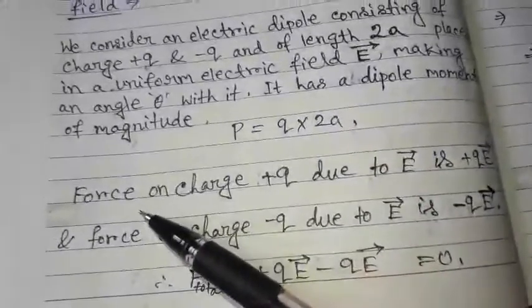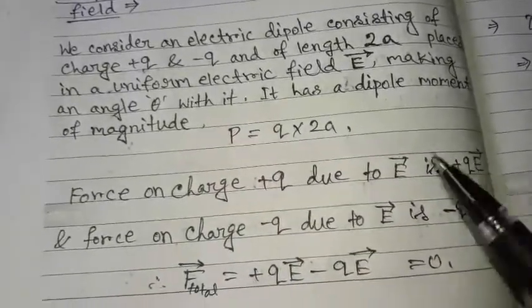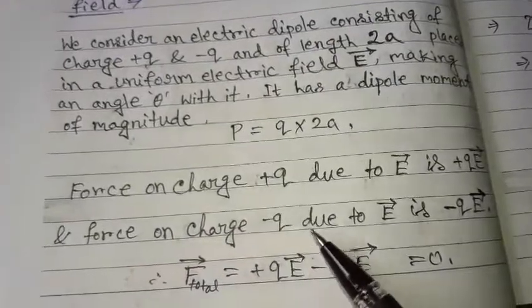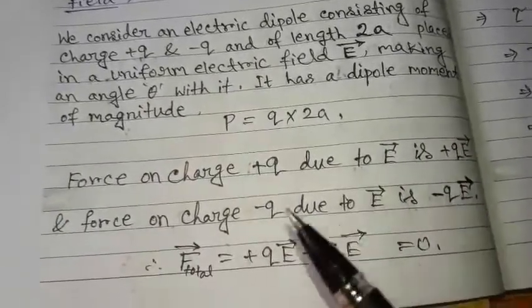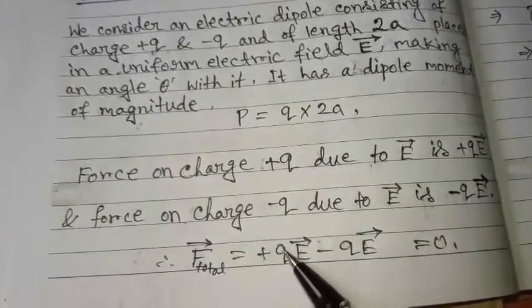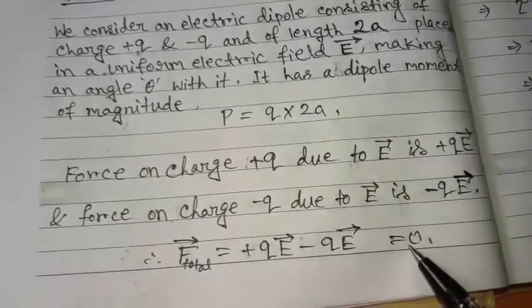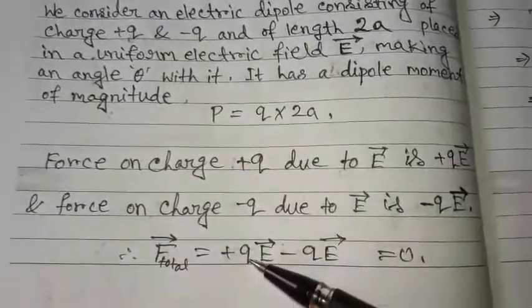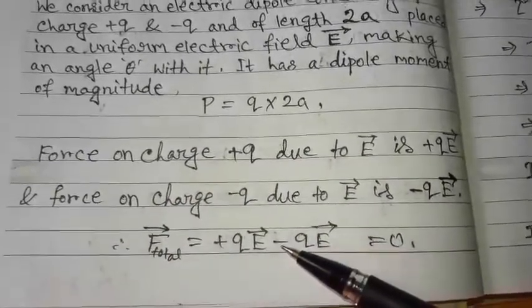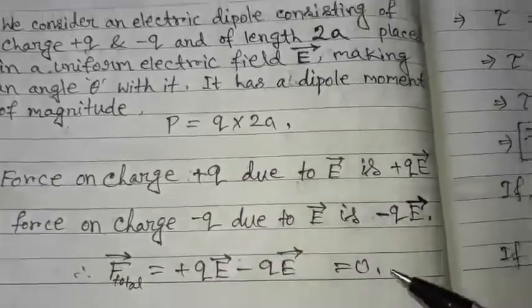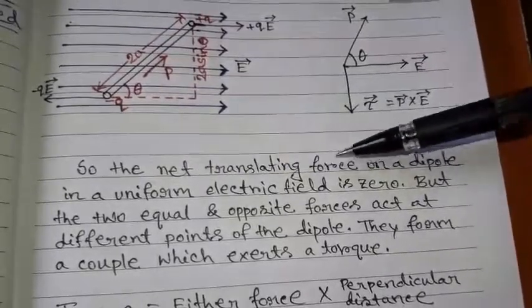Now, the force on charge plus q due to electric field E is plus q into E, and the force on charge minus q due to electric field E is minus q into E. So the total force equals plus q into E minus q into E equals 0, as these two forces are equal in magnitude and opposite in direction, that's why this minus symbol is here. So the total force on the dipole is 0. So the net translating force on a dipole in a uniform electric field is 0.